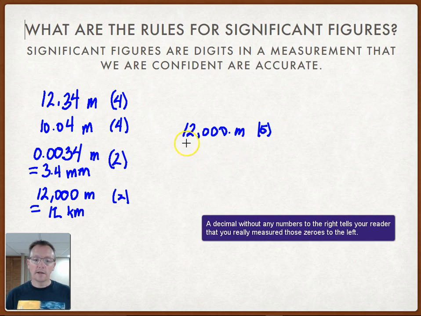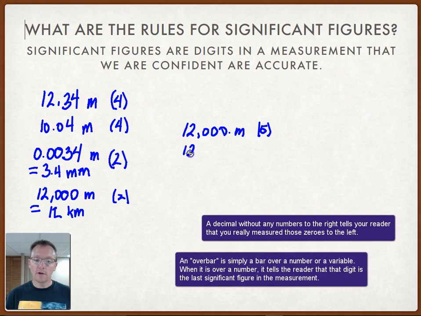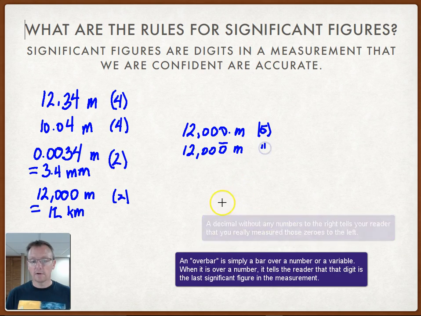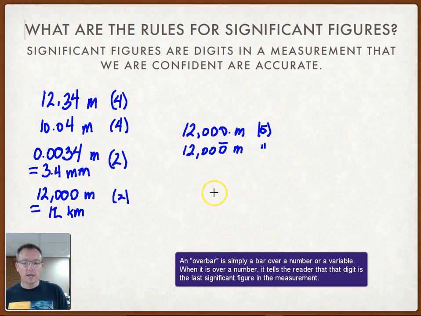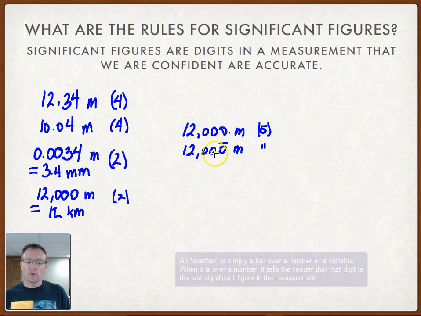The other way to do that is to use what's called an overbar. And I use the overbar actually quite a bit, so you've got to get used to it. So 12,000 meters, written that way, is only 2 sig figs. But if I take this overbar and write it over the last significant place, it tells me how many significant figures I have. That overbar indicates the last place that I actually measured with a measurement device. And so in this case, it also has 5 sig figs. So either one of those tools works.